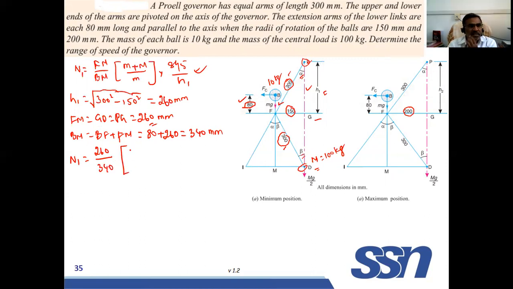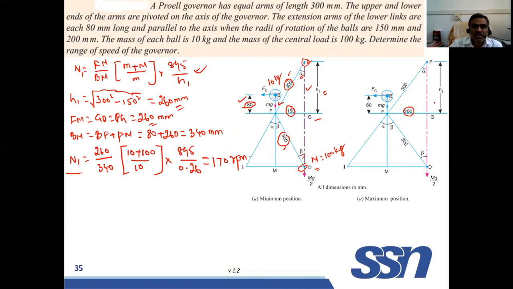Within brackets, small m is equal to 10 kg, capital M is equal to 100 kg. 100 divided by 10 multiplied by 895 divided by h. Substitute h in meter, 0.26. So this will give the value of N1. N1 is equal to 170 RPM. Similarly, you find the value of N2.